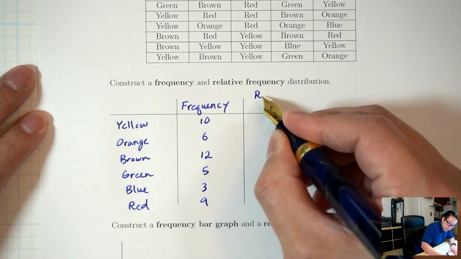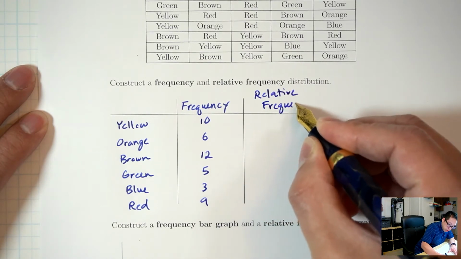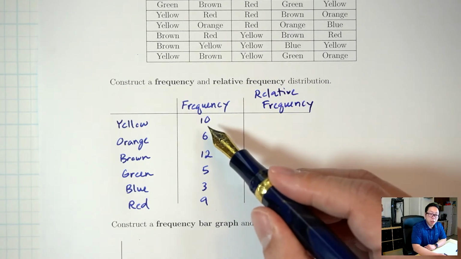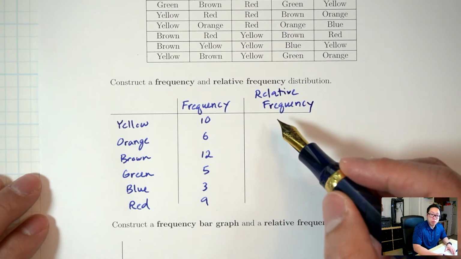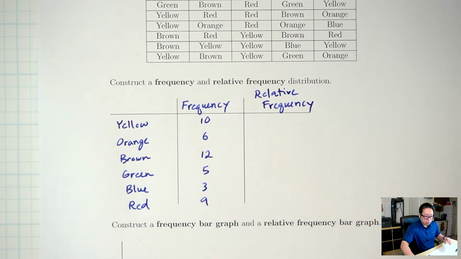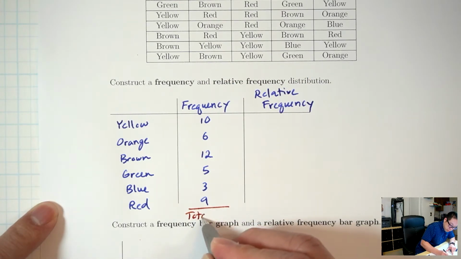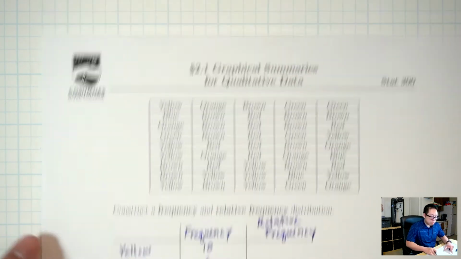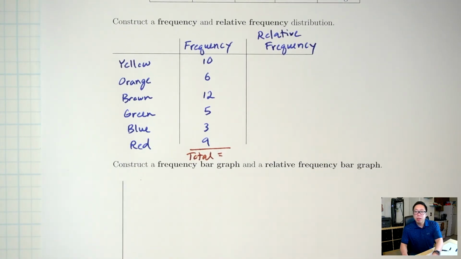Relative frequency. I know there's 10 yellows. Relative frequency is asking what percentage is that. So what percentage of the total is yellow? So I'm going to first count the total frequency. You can get this by either counting how many data values you have or just adding up the frequencies. So adding up the frequencies, 10 plus 6 plus 12 plus 5 plus 3 plus 9 is 45.